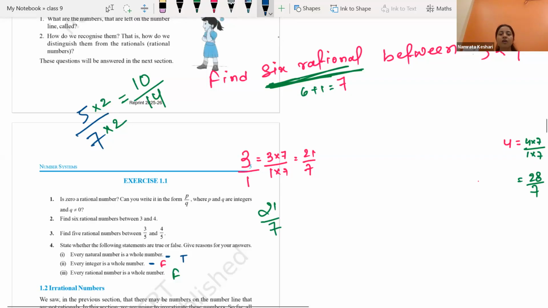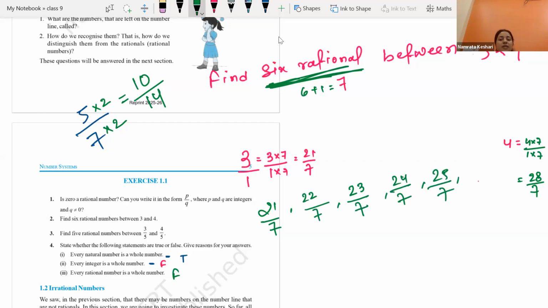Yes, ma'am. Now in between 21 by 7 and 28 by 7, without thinking about anything, we can write numbers keeping the denominator same. So after 21 by 7, we can write 22 by 7 is the next rational. 23 by 7 is the next rational. 24 by 7 is the next rational. 25 by 7 is the next rational. 26 by 7 is the next rational. And 27 by 7 is the next rational.